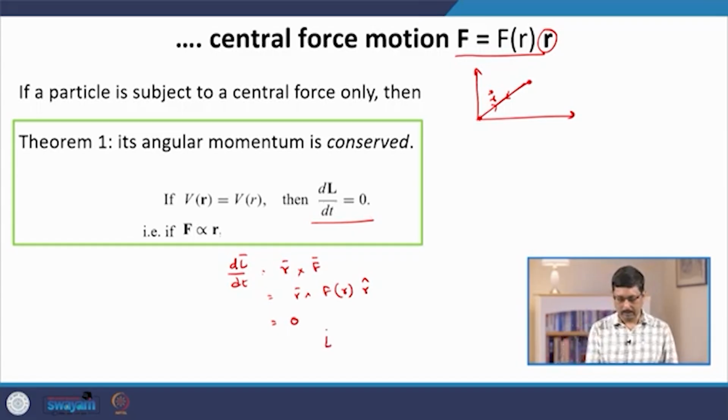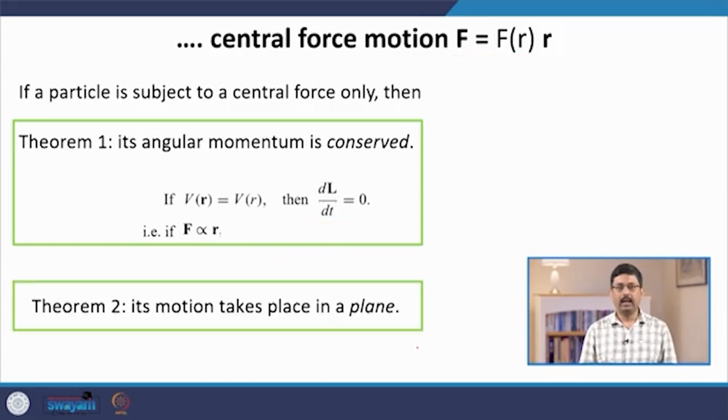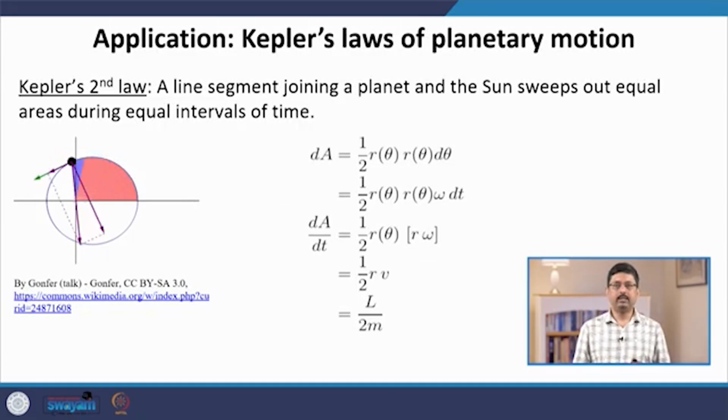That means that L is conserved, that is, the particle's angular momentum is a constant. Geometrically, if the angular momentum is constant, the only way this is possible is if the particle is moving in a plane perpendicular to the direction of the angular momentum. That is the only way the angular momentum can remain constant. You can check that. So, here is a very important application of these simple concepts.